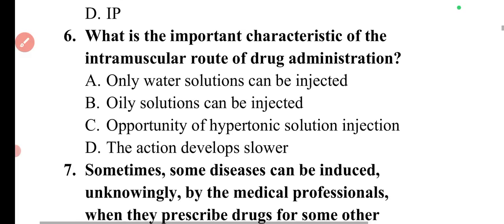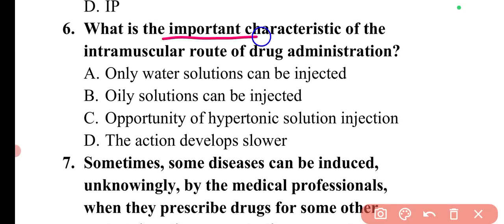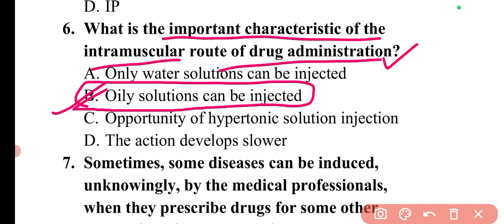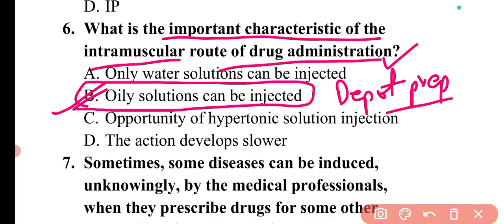Then next question is, what is the important characteristic of the intramuscular route of drug administration? So the important characteristic of the intramuscular route is that oily solutions can also be injected through the intramuscular route, or simply you can say the depot preparations. Sometimes this term is used, that depot preparations can be given by which route. So it can be given by the intramuscular route.